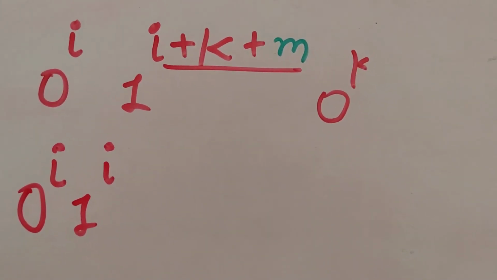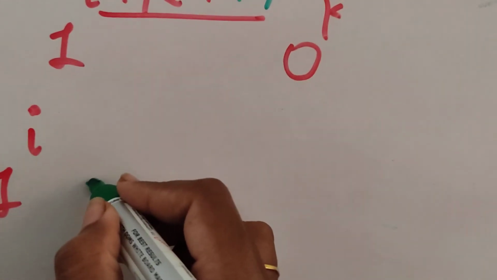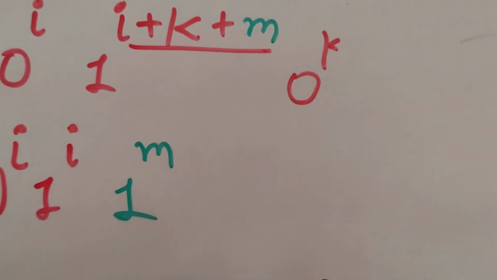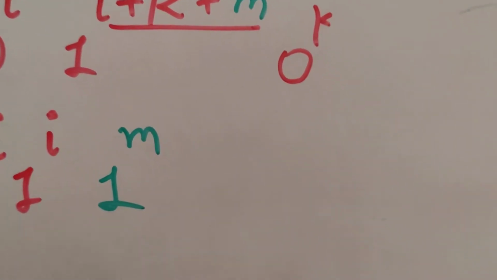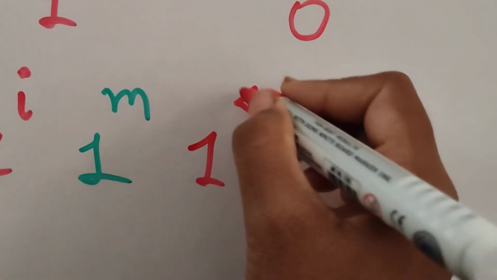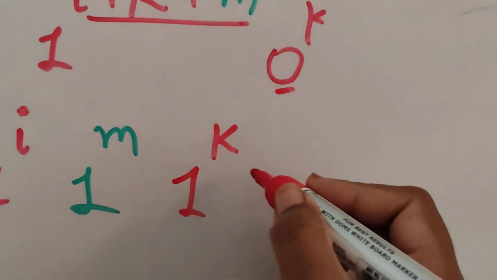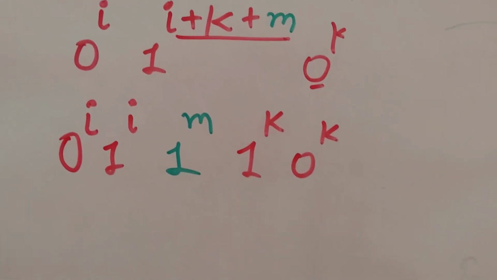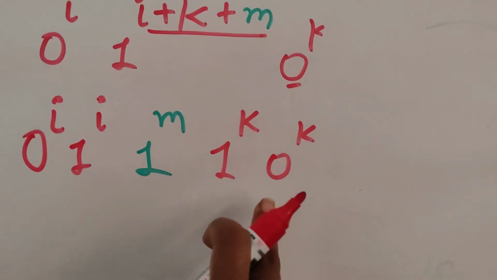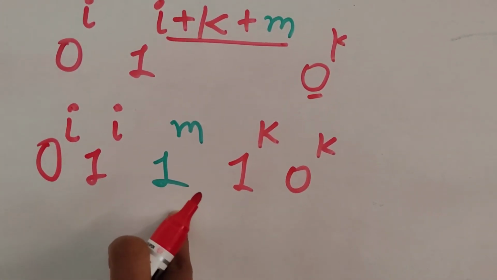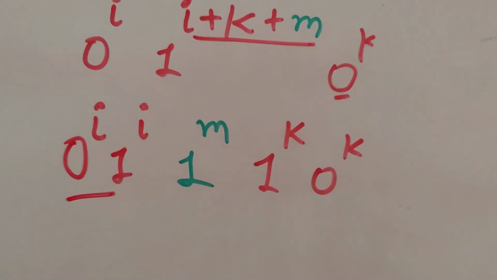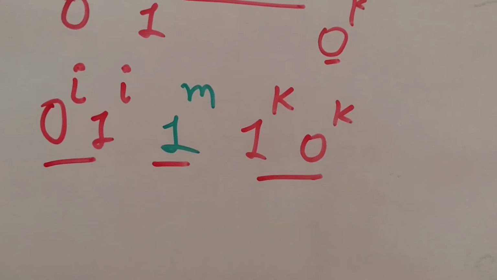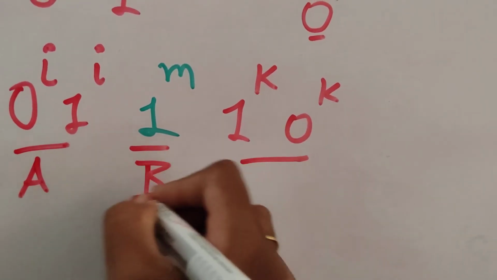Now 1 raised to i plus k plus m. So if I am taking m, then i plus k plus m, so i then m. Now for k, we can take 1 raised to k. Now 0 raised to k is there. So we have just separated i plus k plus m. I have taken 1 raised to i over here, 1 raised to k over here, and 1 raised to m in between. So these are different statements. This one is also different. So I can consider this as E, this as B, and this as C.